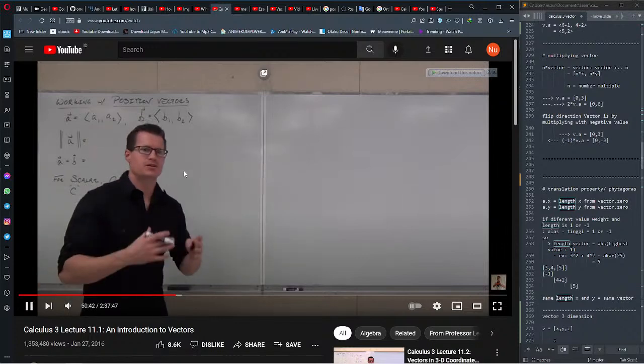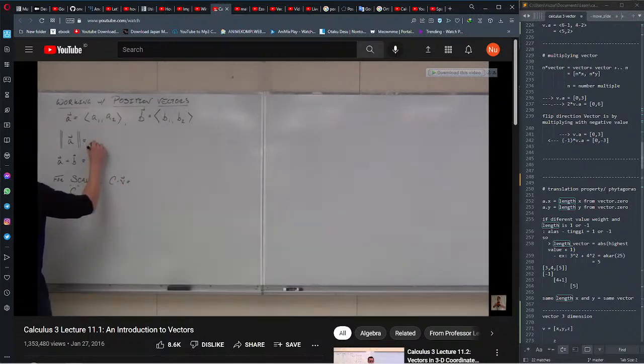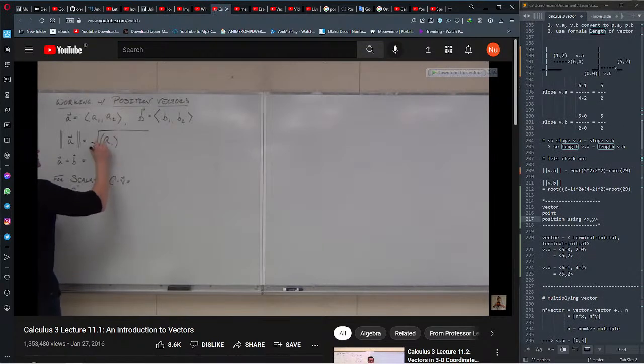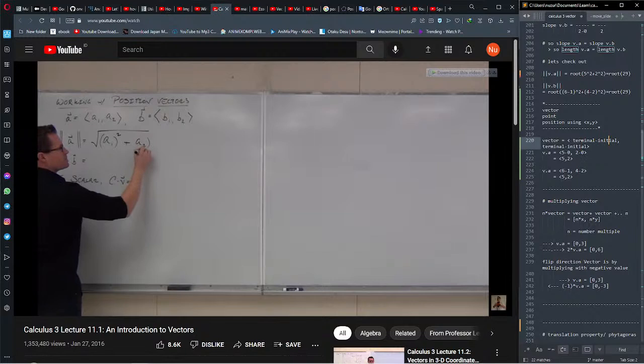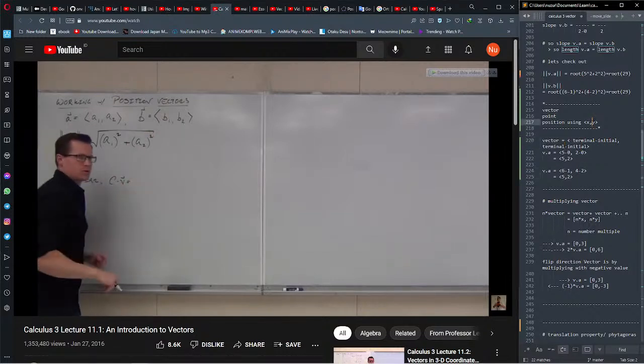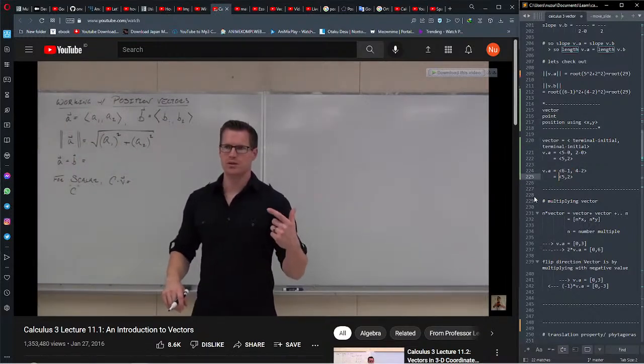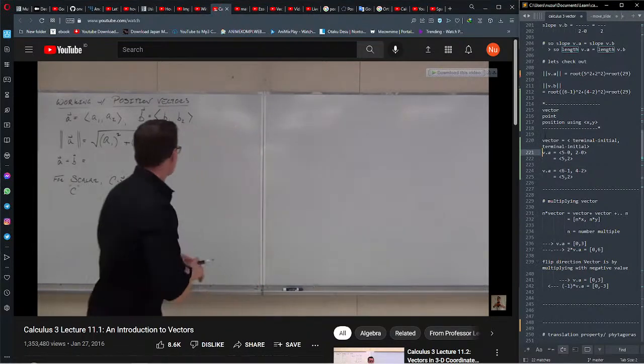A bit about position vectors. It's really, really easy. Here's the recap. It's just a square root. We take the components of our vector, we square them, we add them, we take a square root. Yep, distance formula, it's just because one of your points is 0, 0, it's easy.